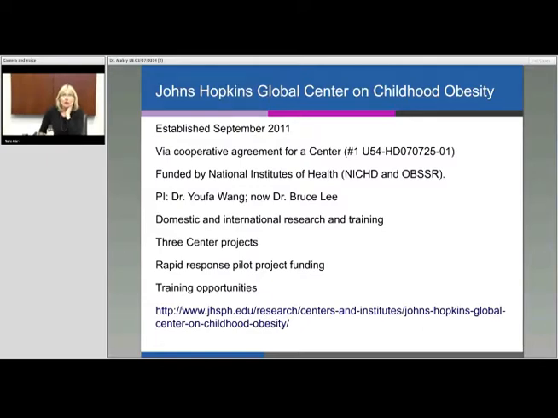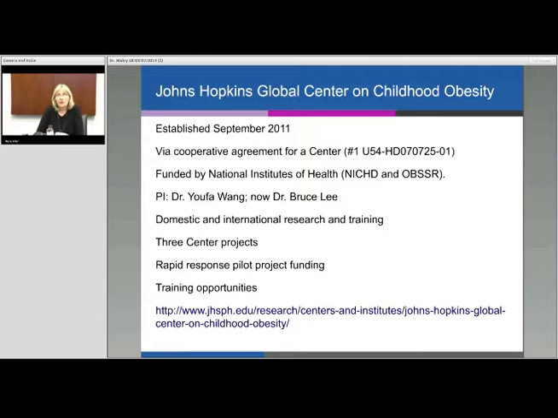I also want to mention the Johns Hopkins Global Center on Childhood Obesity. This was established in September of 2011. It's a cooperative agreement, meaning there's input from the NIH. It's a collaboration between the NIH scientists and the PIs at the institution. It's funded by NICHD and our office, OBSSR. Yufa Wang was the original PI, and he's subsequently moved to University of Buffalo. So hi, Yufa. I know you're listening today, and you're in the audience. The new PI is now Bruce Lee on this center.